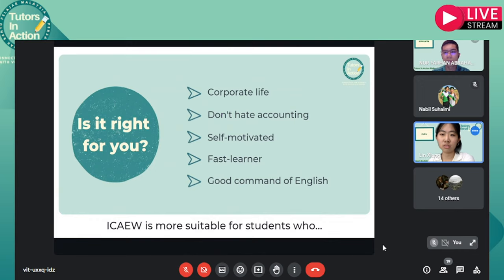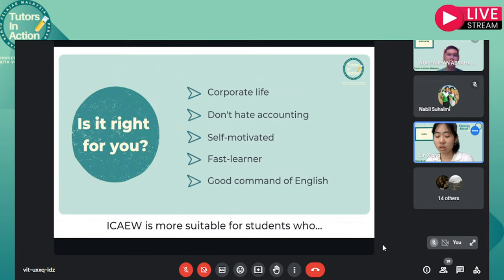And then the next point is you shouldn't hate accounting, I feel. I might sound a bit contradicting to my point just now. You don't necessarily have to be an accountant. But if you hate accounting, I feel you would be suffering doing ICW because it's sort of the base for all the other papers. You have to have basic accounting knowledge to do the other papers as well, not just the accounting papers.